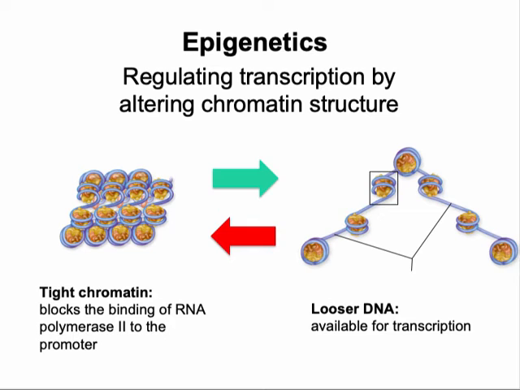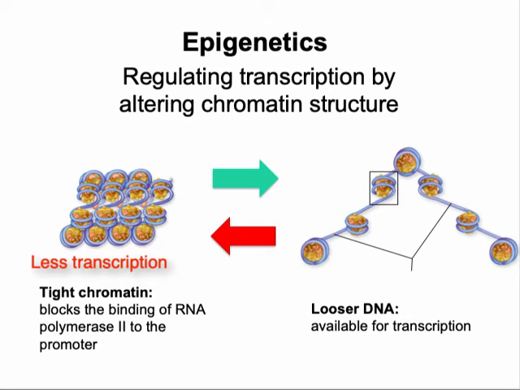Those are called histone proteins. That complex of protein and DNA is called chromatin. If the proteins are very tightly packed around the DNA, they make very tight chromatin, and that makes the DNA unavailable for RNA polymerase to find the promoter. So if it's all tightly packed, RNA polymerase cannot access that DNA and cannot transcribe it.